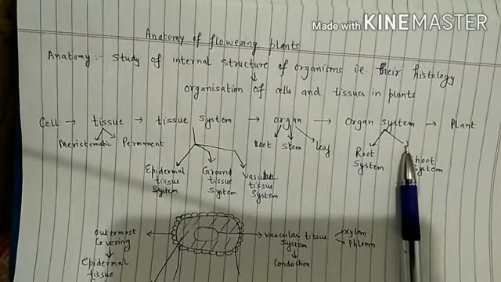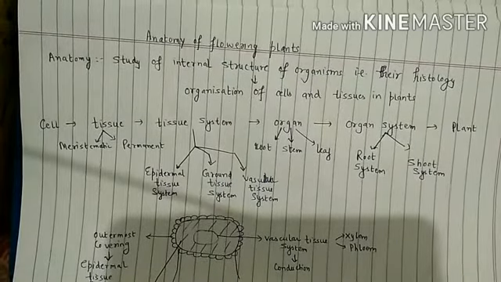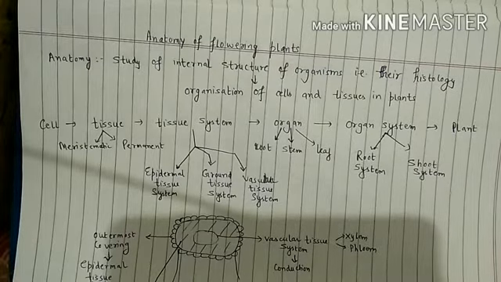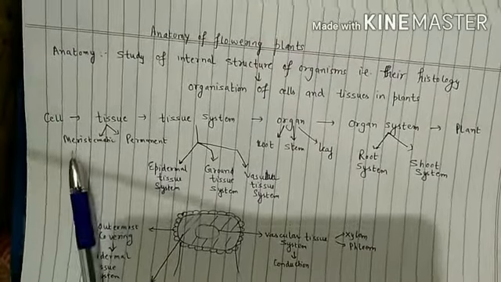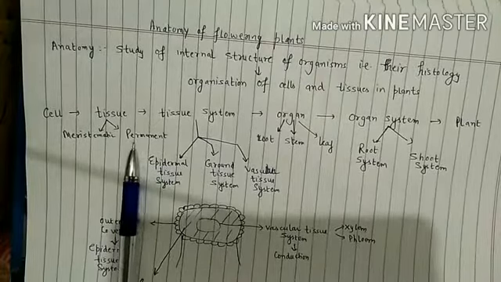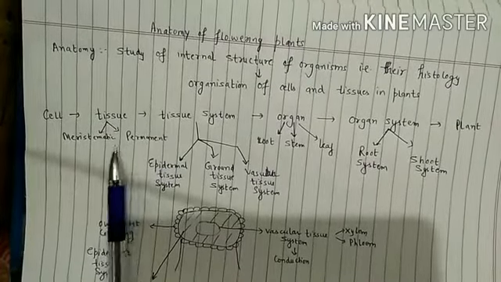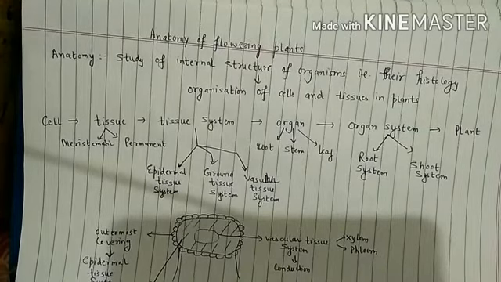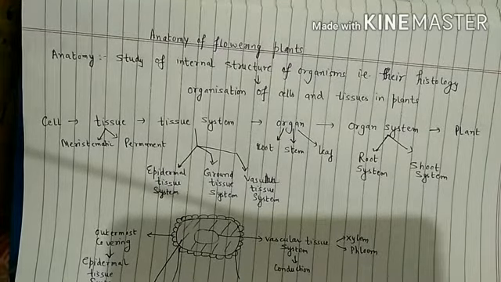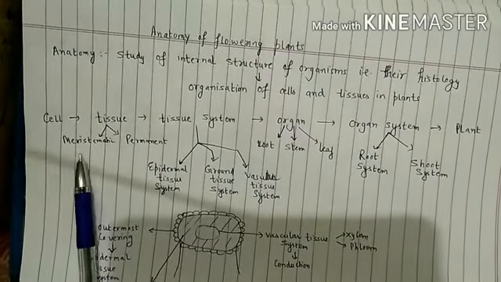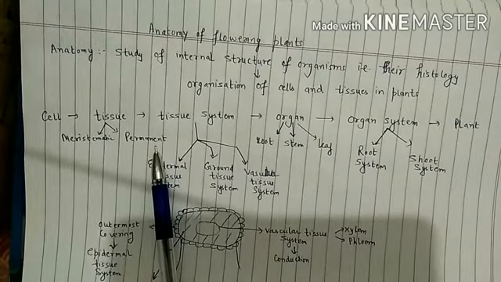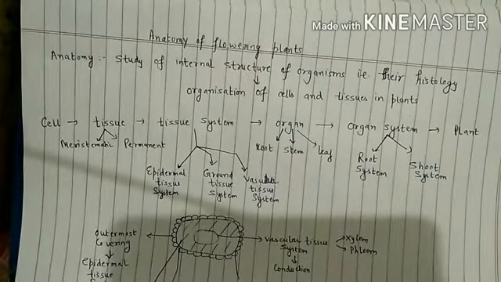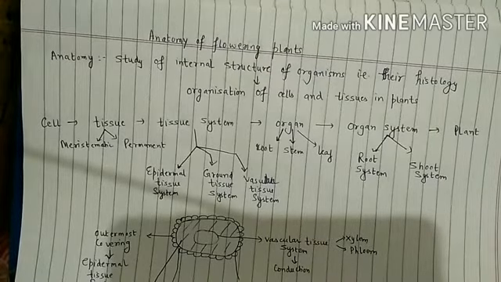So when we study the plant in detail, we should know what we have to do in tissue system. In tissue you should know there are two types of tissues, that is meristematic tissue and permanent tissue. The meristematic tissue and permanent tissues you have already done in your previous classes. In meristematic tissue, the cells are actively dividing. However, in permanent tissues, the cells are non-dividing. Then in tissue system, this is a new topic for you.